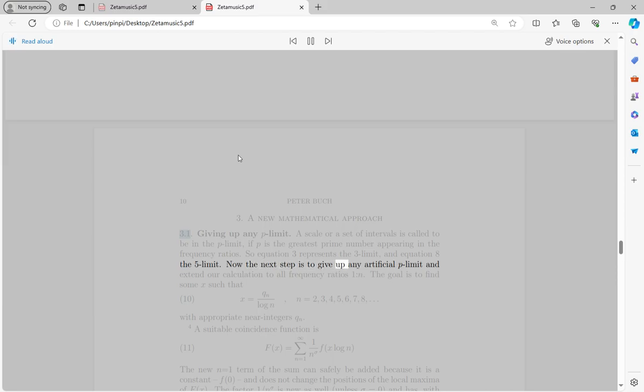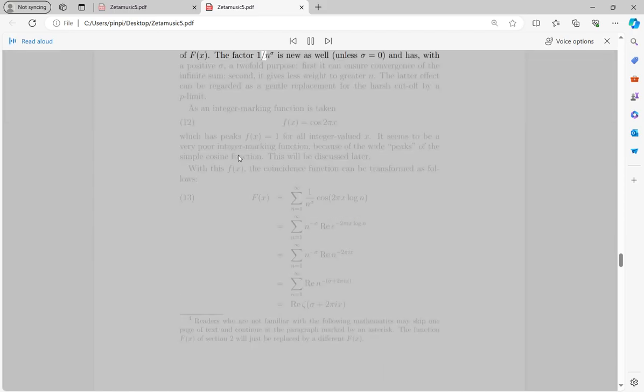Now the next step is to give up any artificial p-limit and extend our calculation to all frequency ratios 1:n. The goal is to find some x such that 10: x equals qn log n, n equals 2, 3, 4, 5, 6, 7, 8, with appropriate near integers qn. A suitable coincidence function is 11: f(x) equals the sum from n equals 1 to infinity of f(x log n). The new n equals one term of the sum can safely be added because it is a constant f(0) and does not change the positions of the local maxima of f(x).